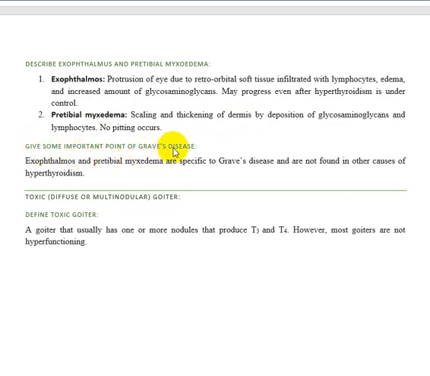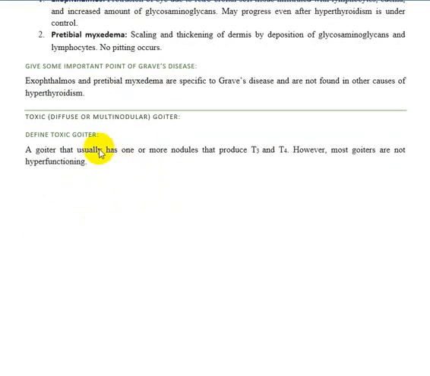Give some important points of Graves' disease. Exophthalmos and pretibial myxedema are specific for Graves' disease. So you have signs of hyperthyroidism plus exophthalmos and pretibial myxedema in Graves' disease.